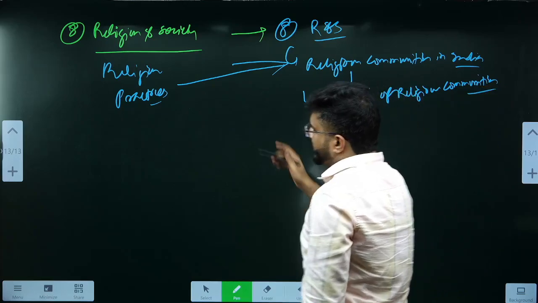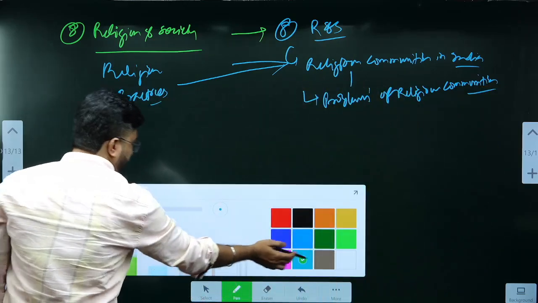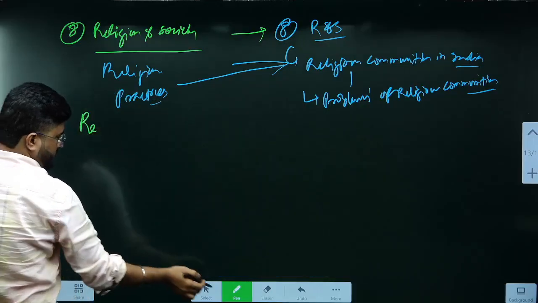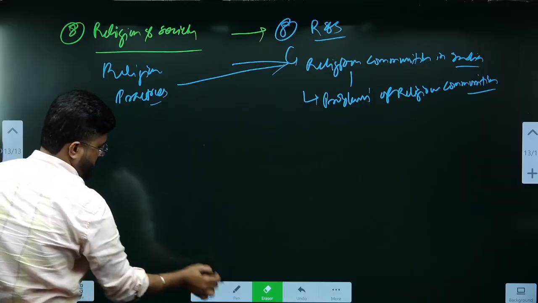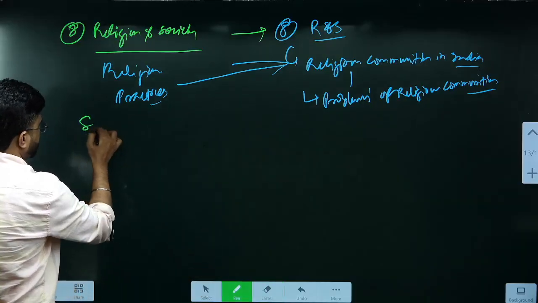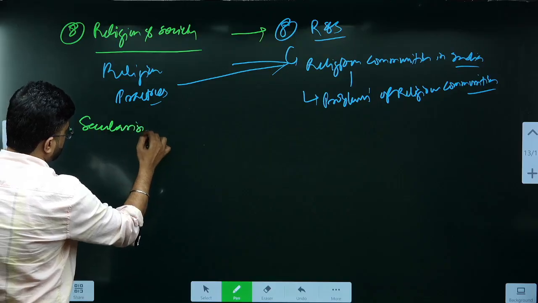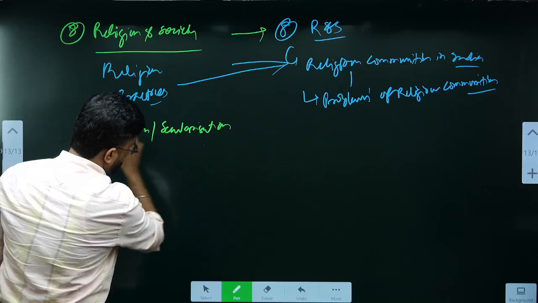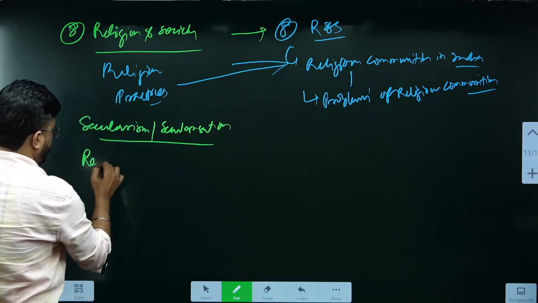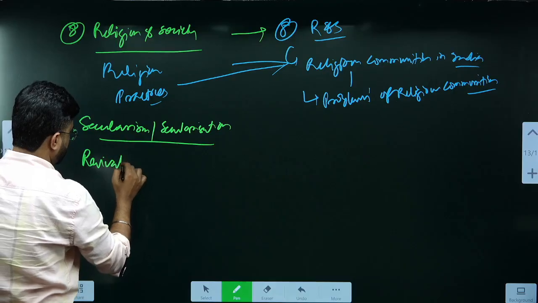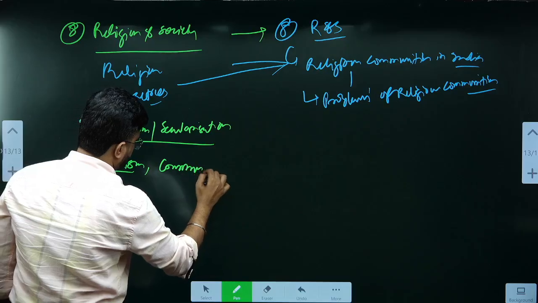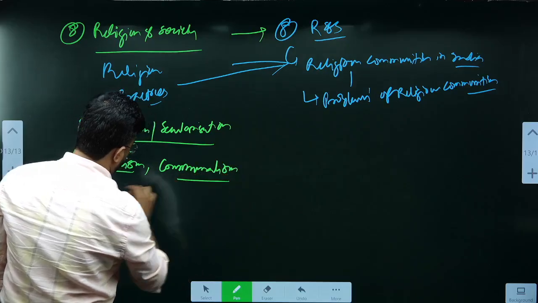Okay. Then in paper 1 you have different other sections, like first secularism or secularization, revivalism, communalism, and fundamentalism.